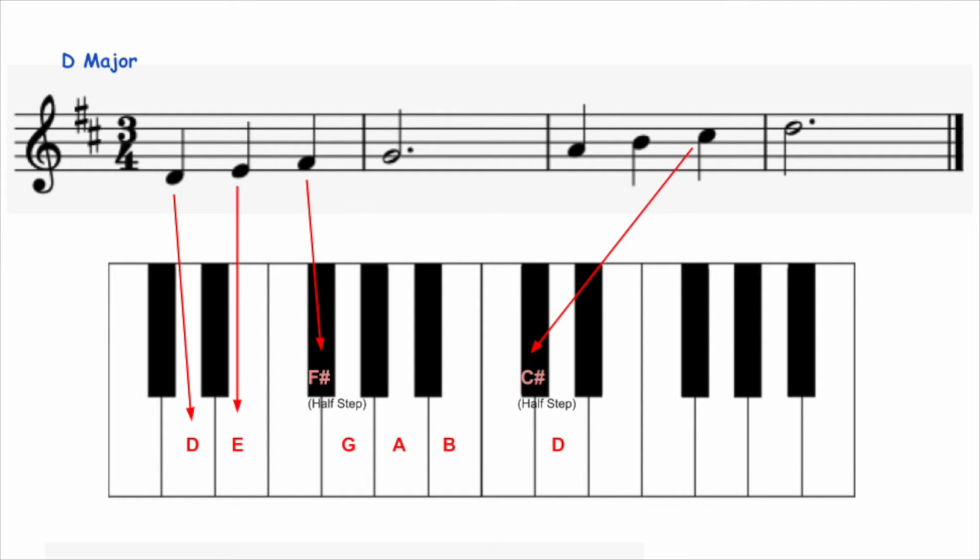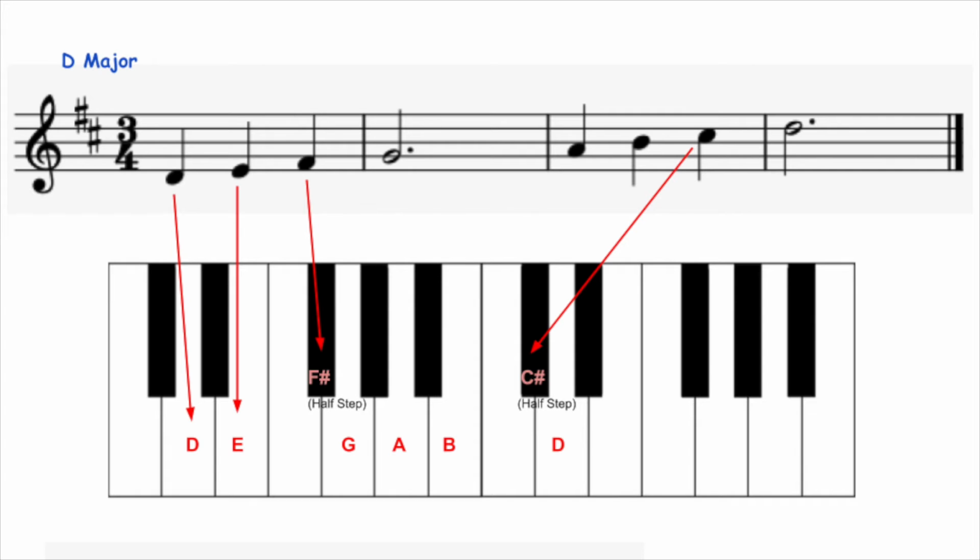Look at the keyboard diagram. I'm going to play white keys from lower D to a higher D. That is not a major scale. What we need is to raise the F up a half step to F sharp and the C up a half step to C sharp. Right there. Right there. Then we get the scale that we're looking for.